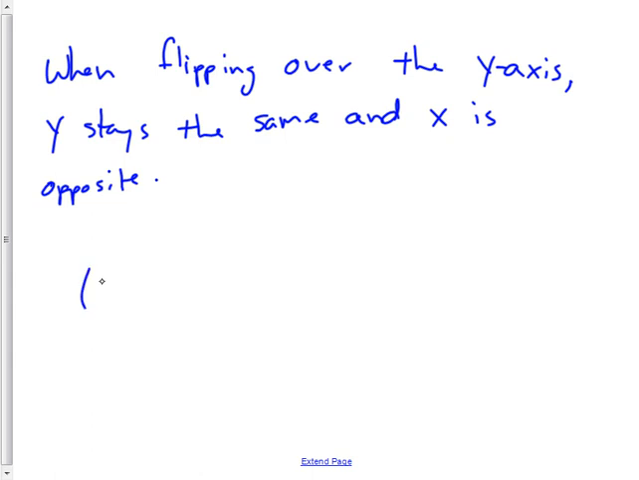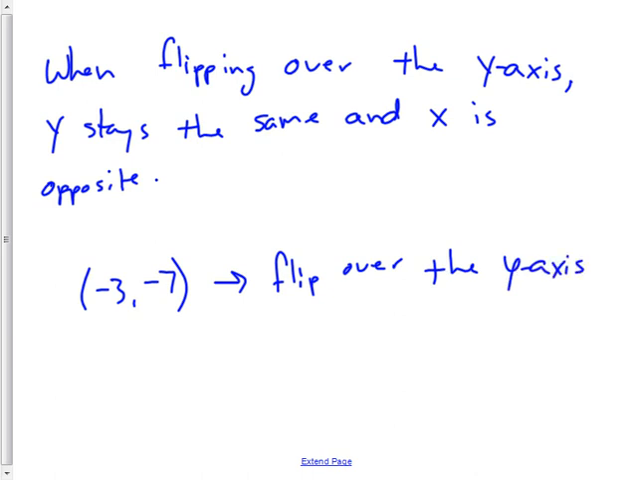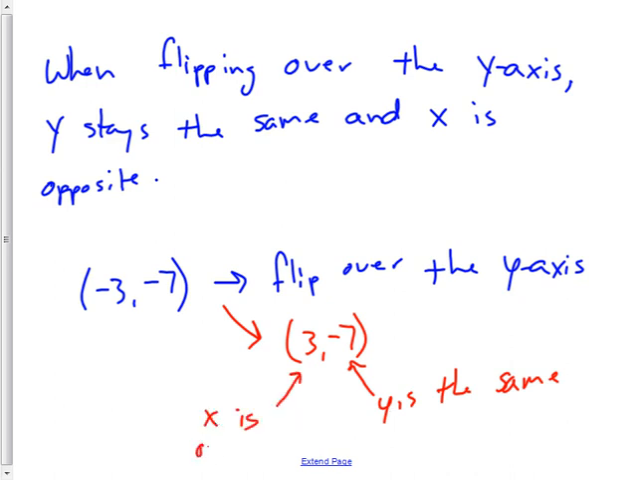So, for example, we'll go -3, -7, and then we'll flip over the y-axis, and we get, let's see, okay, Y stays the same, and X is opposite, so we're going to get 3, -7, okay? Y stays the same, X is opposite, so let's write that, okay? Y is the same, and we'll write X is opposite.